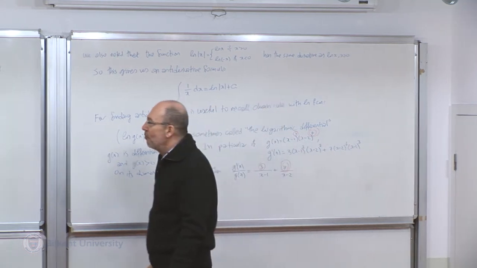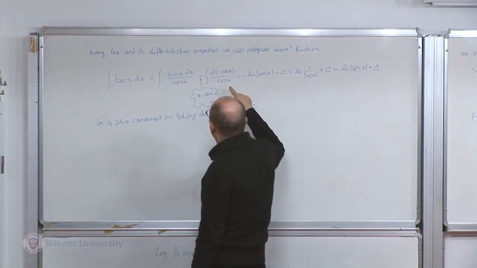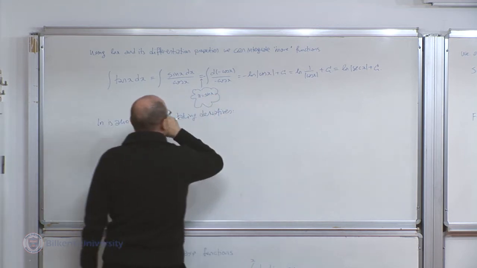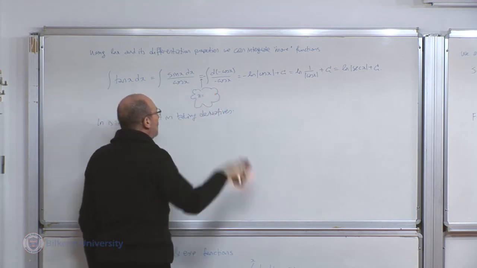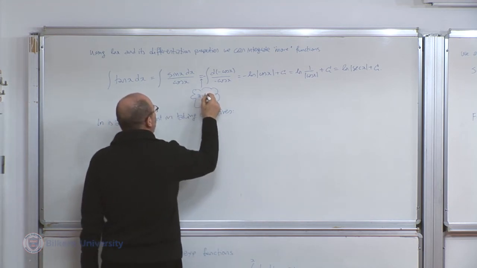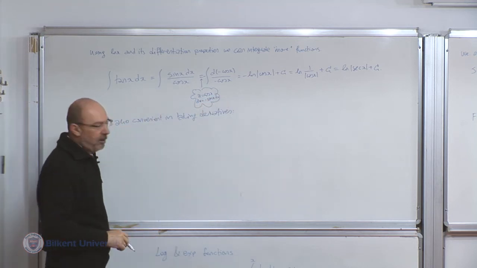Shouldn't it be cosine? You should be cosine to get the last. Okay, so this is our thought balloon. So I again change it. u equals cosine x, du equals minus sine x dx.